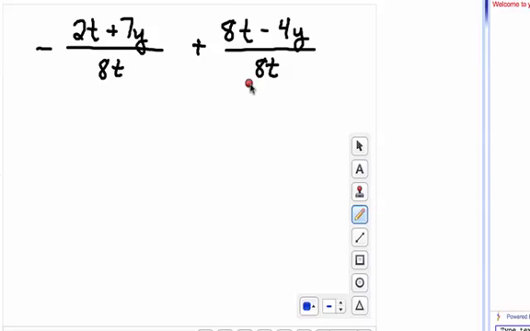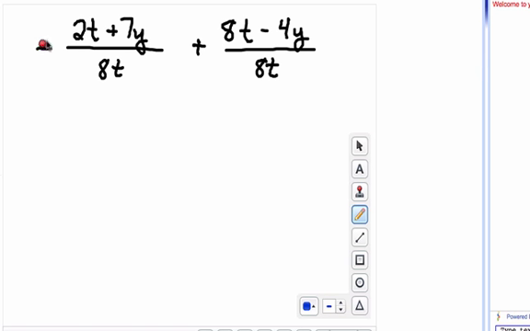When you're adding fractions together, you need to make sure that you have a common denominator. Once you get a common denominator, then you can start adding the numerators together, and the denominators stay the same. In this example, you need to be a little careful because there's this negative sign out in front of this fraction.